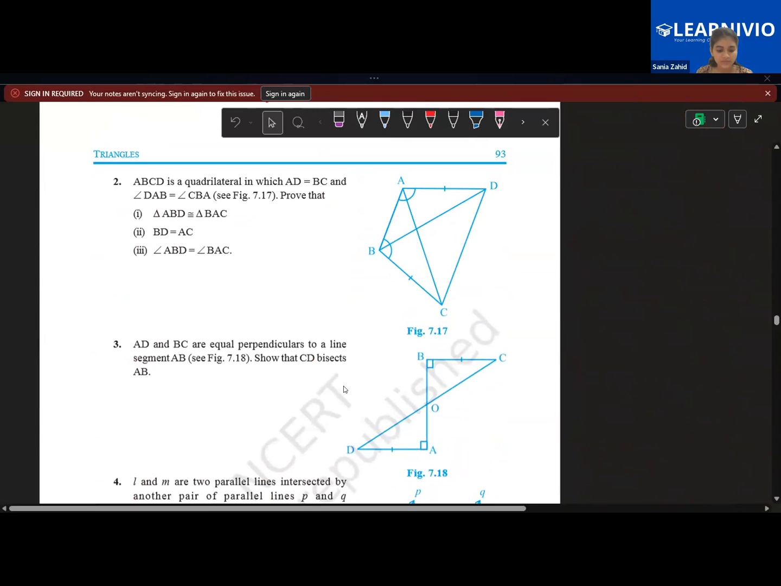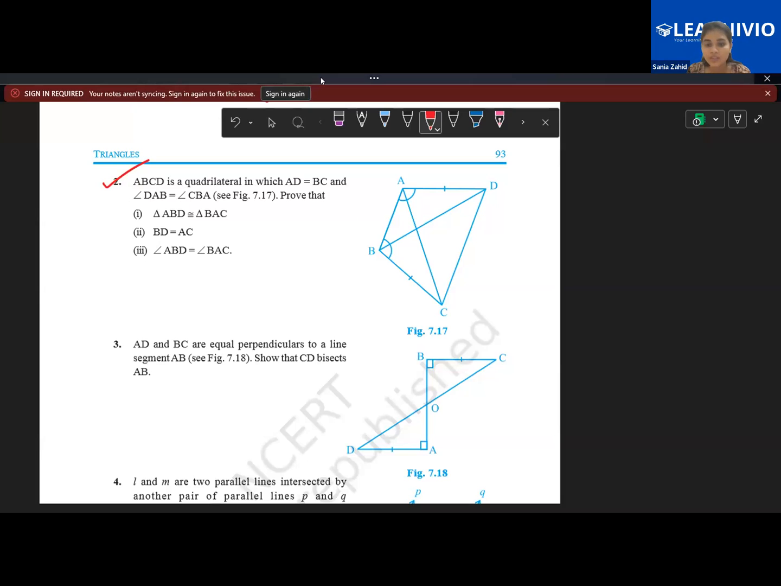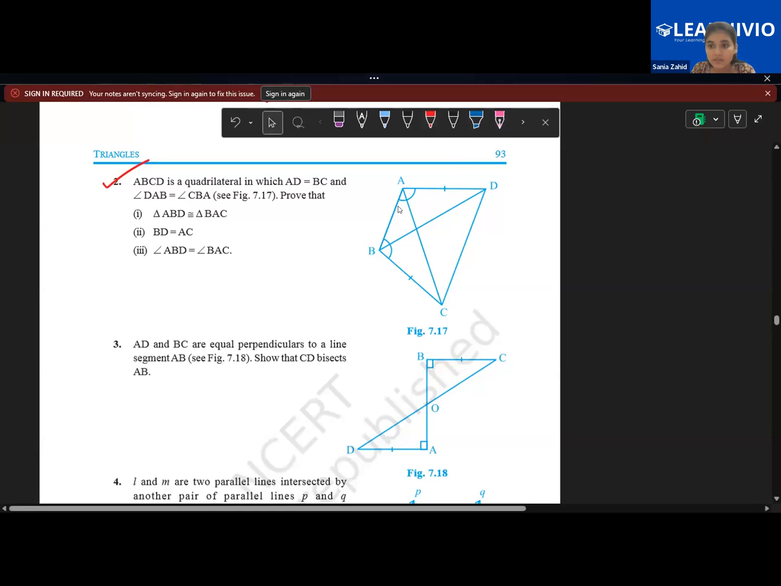Have you all completed the second and third one? Yes, ma'am. Okay, who will explain the second question to me then? Children, am I audible? Yes, ma'am. Who will explain the second one? I gave this as an assignment. Children, did you do it or not? Yes, ma'am, I did. Yes, explain the second one to us.